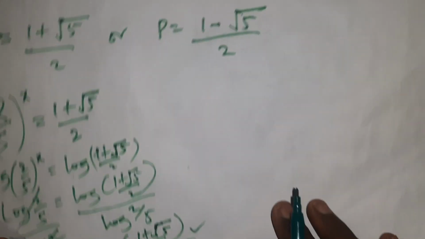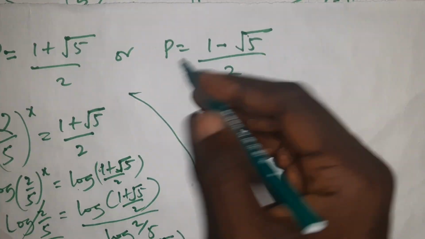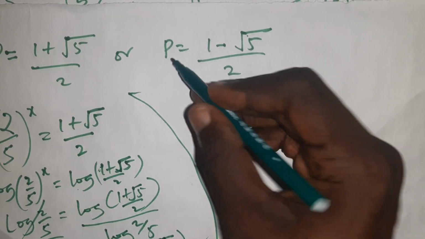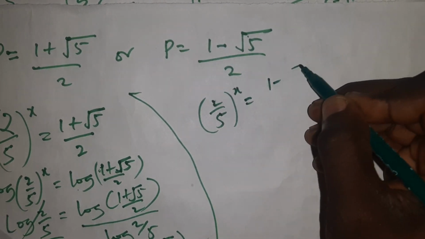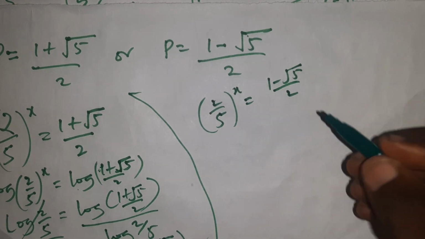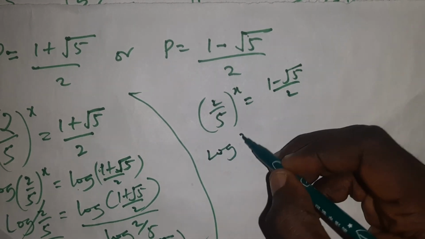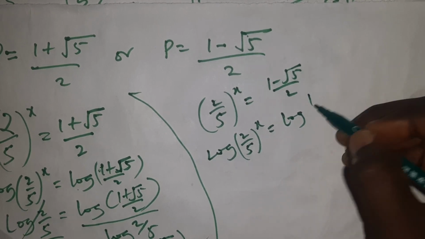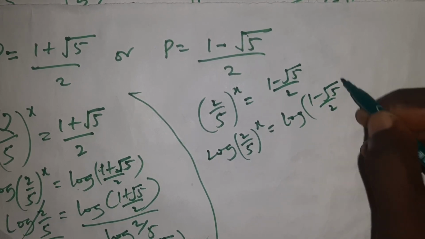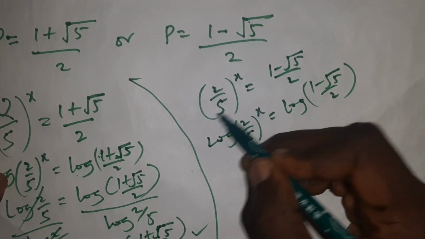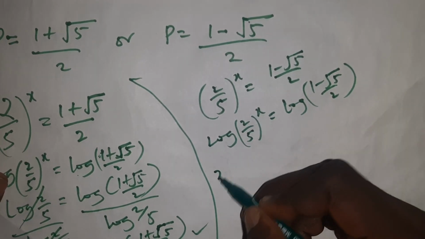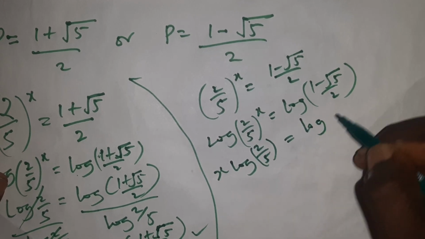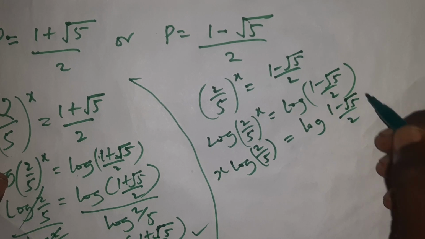So now coming to this other equation, the same thing, I'll rewrite this as 2 over 5 all to the power x, which is equal to p, which is 1 minus root 5 over 2. Then logging both sides, log of 2 over 5 raised by x equals log of 1 minus root 5 over 2. Then transferring the power to this side, you now have x times log 2 over 5 equals log 1 minus root 5 over 2.